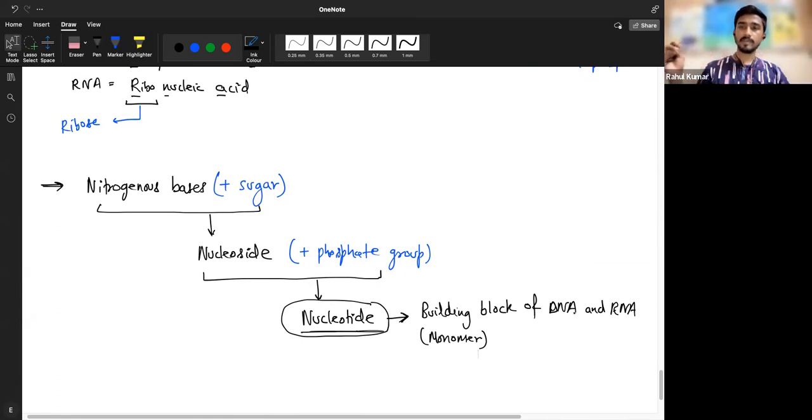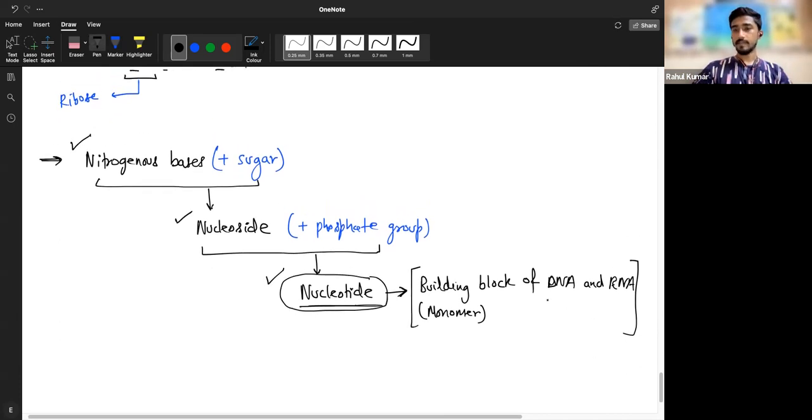Hundreds and thousands of amino acids are linked one after the other to make a protein chain. So protein chain is a polymer of amino acids. Similarly, a DNA or RNA is a polymer of nucleotides. Okay? So DNA and RNA is made up of nucleotide only. So you understood what is a nitrogenous base, what is a nucleoside, and what is a nucleotide. Can you differentiate between all three now?